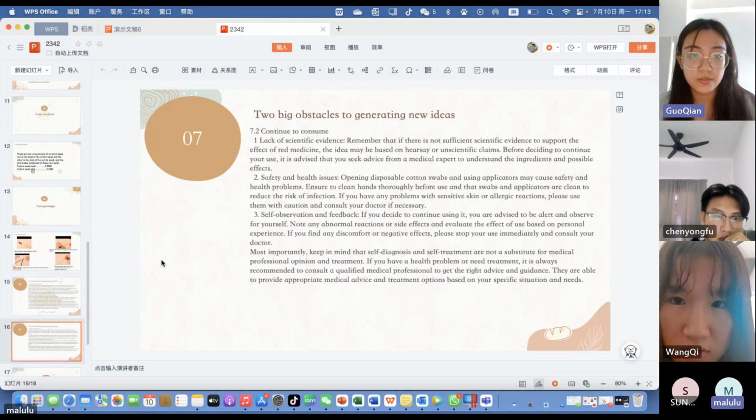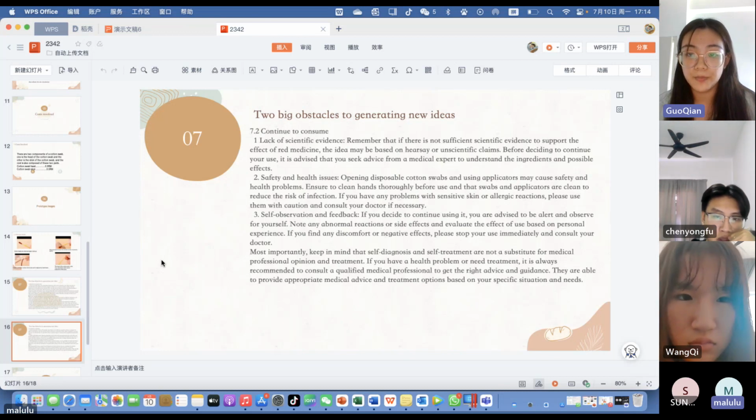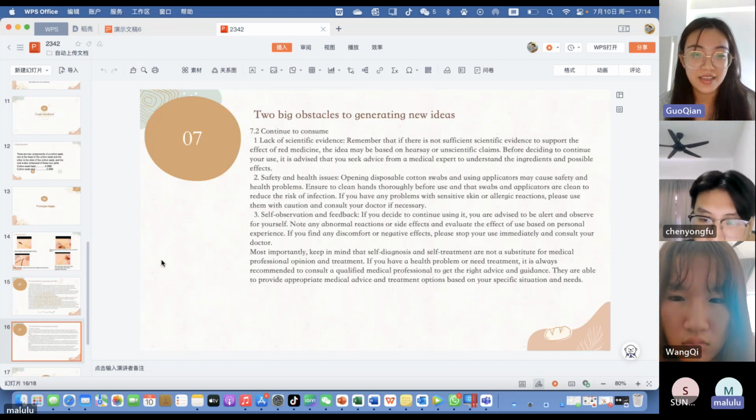Okay, continuing to the customer. First is the lack of scientific evidence. Remember that if there is not sufficient scientific evidence to support the effect of the medicine, the idea may be based on heresy or unscientific claims. Before deciding to continue your use, it is advised that you seek advice from medical experts to understand the risks and possible effects. Second is safety and health issues.